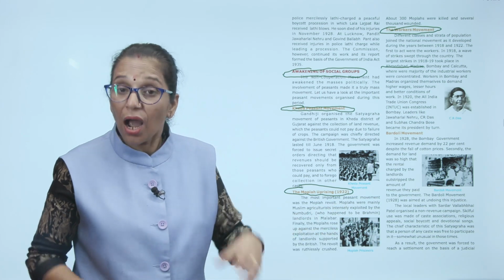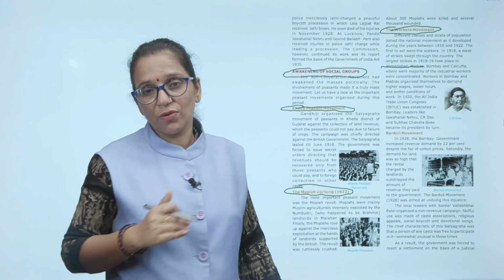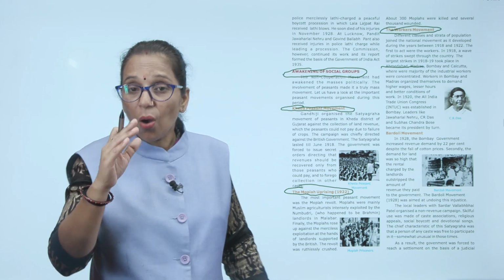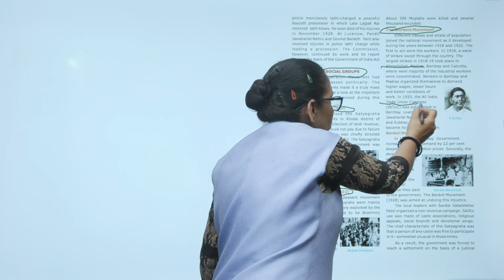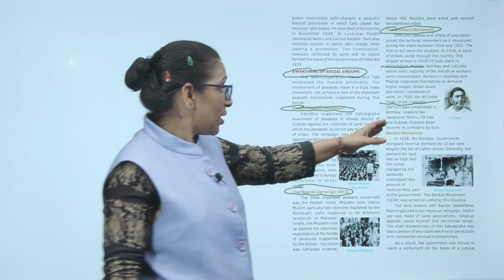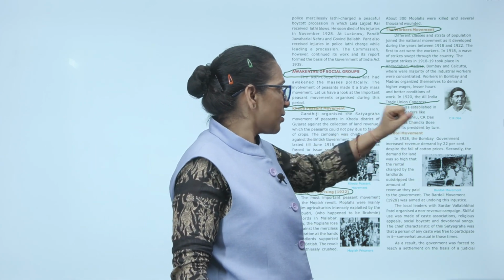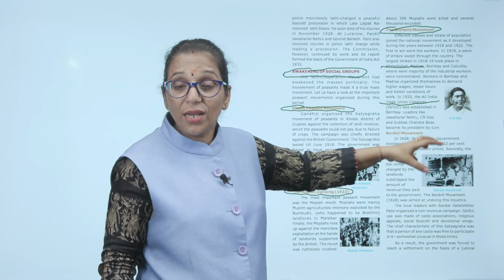Workers in Bombay and Madras organized themselves to demand higher wages, fewer working hours, and better working conditions. In 1920, the All India Trade Union Congress (AITUC) was established in Bombay. And who were the leaders? Jawaharlal Nehru, C.R. Das, Subhash Chandra Bose. They became the president turn by turn of this trade union, which pressurized the Britishers for better working conditions for the workers. So that was the workers' movement.